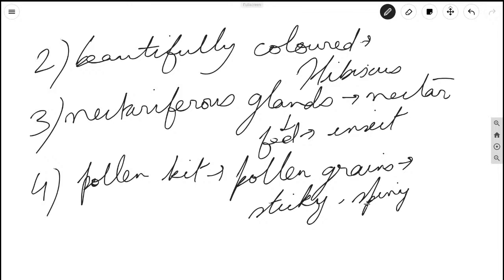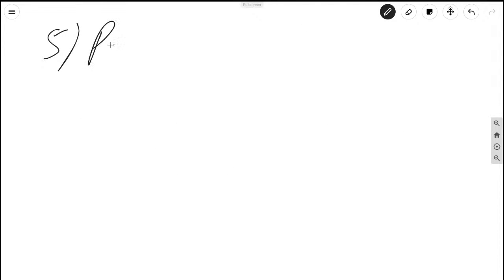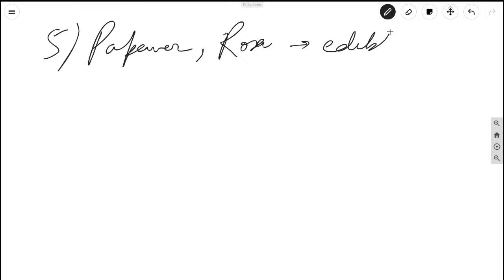And flowers become more conspicuous by grouping. That also happens in case of sunflower. In plants like Papaver, and on genus Rosa also, what happens is you have edible pollen grains, very, very unique, edible pollen grains.